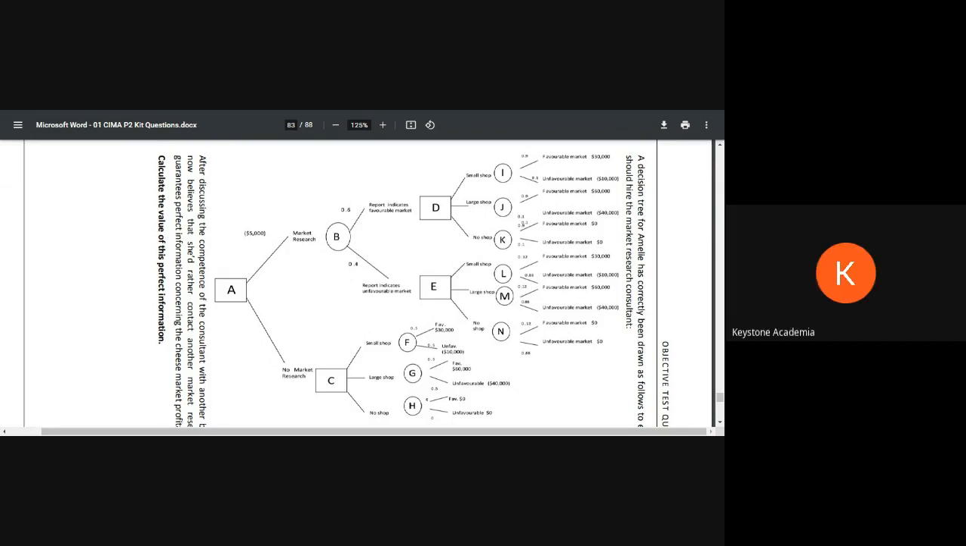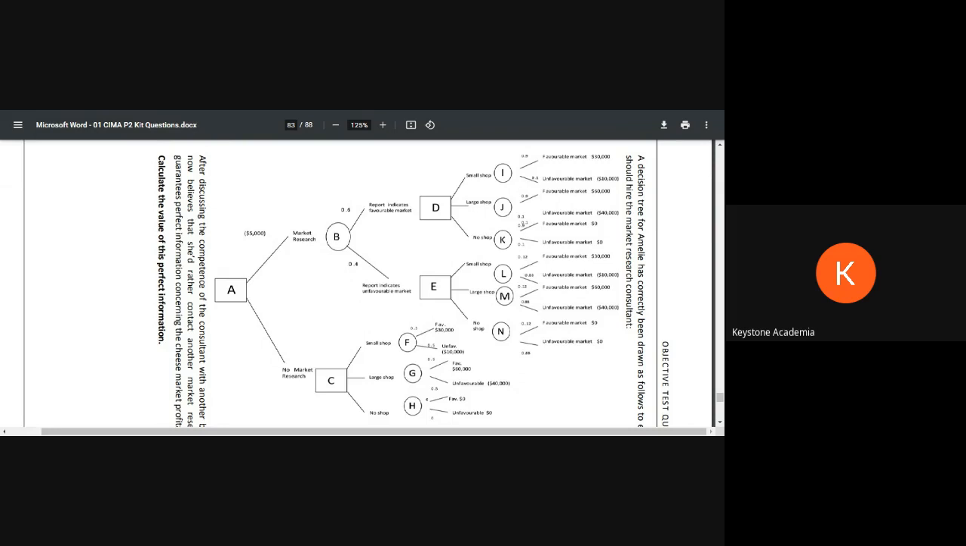Are you sure? Oh, wait. 60,000 into 0.9 minus 0.1 into 5,000? Is it first, 5,000? Wait, 40,000. Okay, sorry, I think it's 50,000. So 0.9 into 60,000 and 0.1 into minus 40,000. That's your 50,000. Okay.